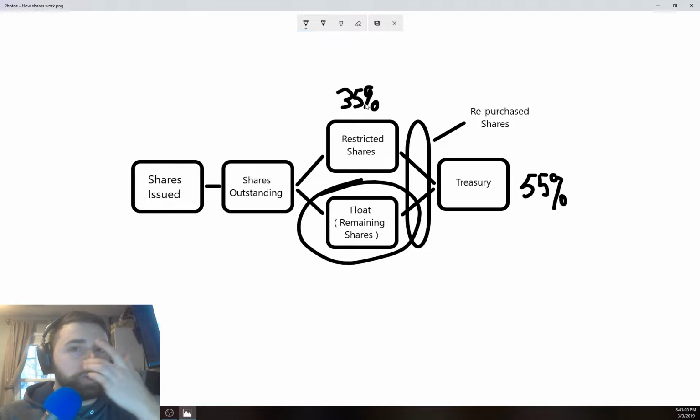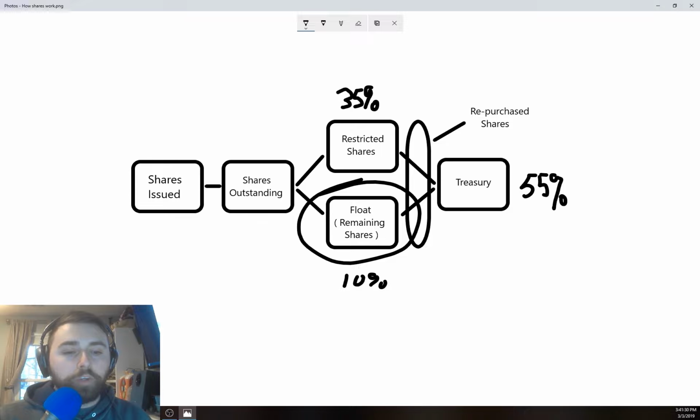Again, go back and watch part 1, but the restricted shares are just like your banks, companies that want to invest in this company and so forth. They can buy shares of this publicly traded company through SEC filings. And then what we're left with, 55 plus 35 is 90, so 10% of those shares are left as what is called the float.